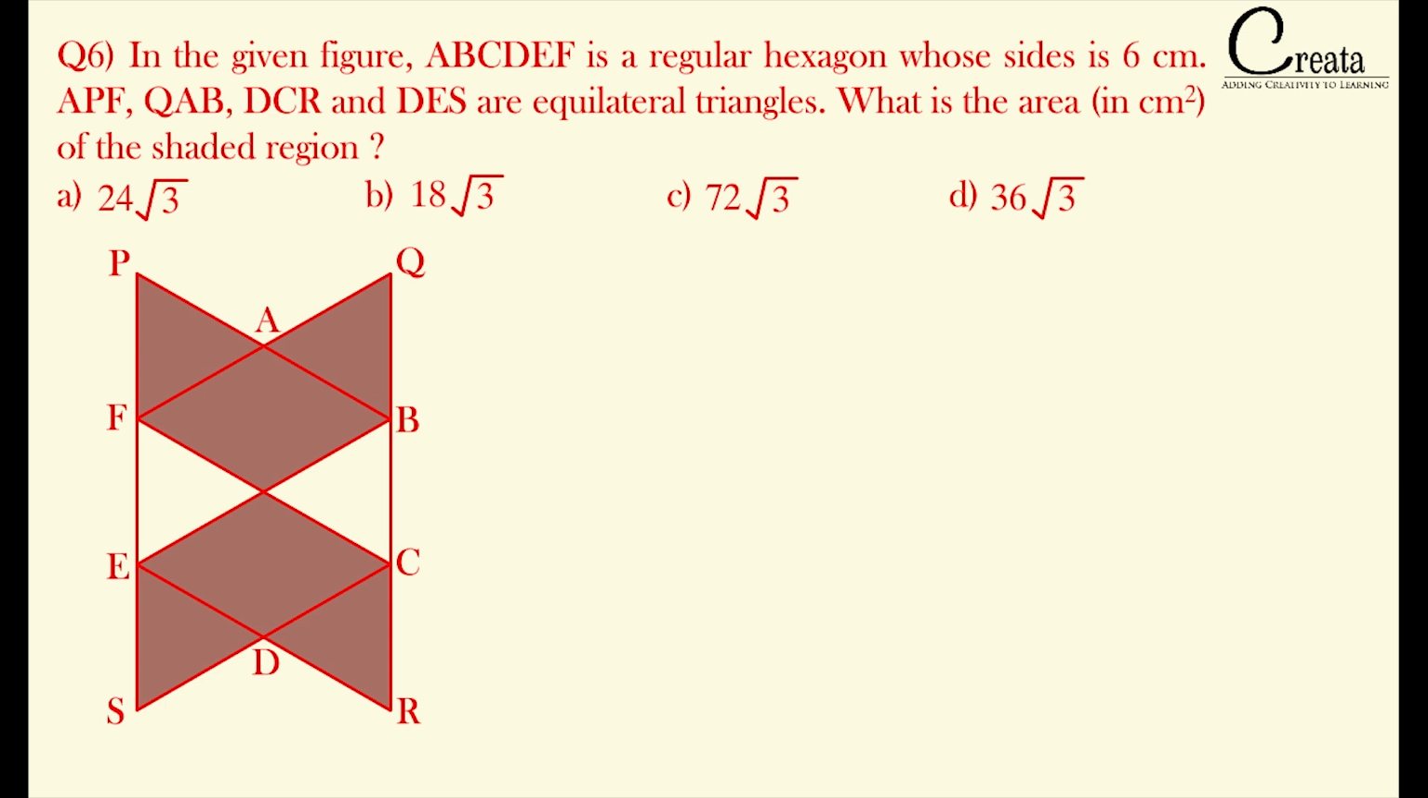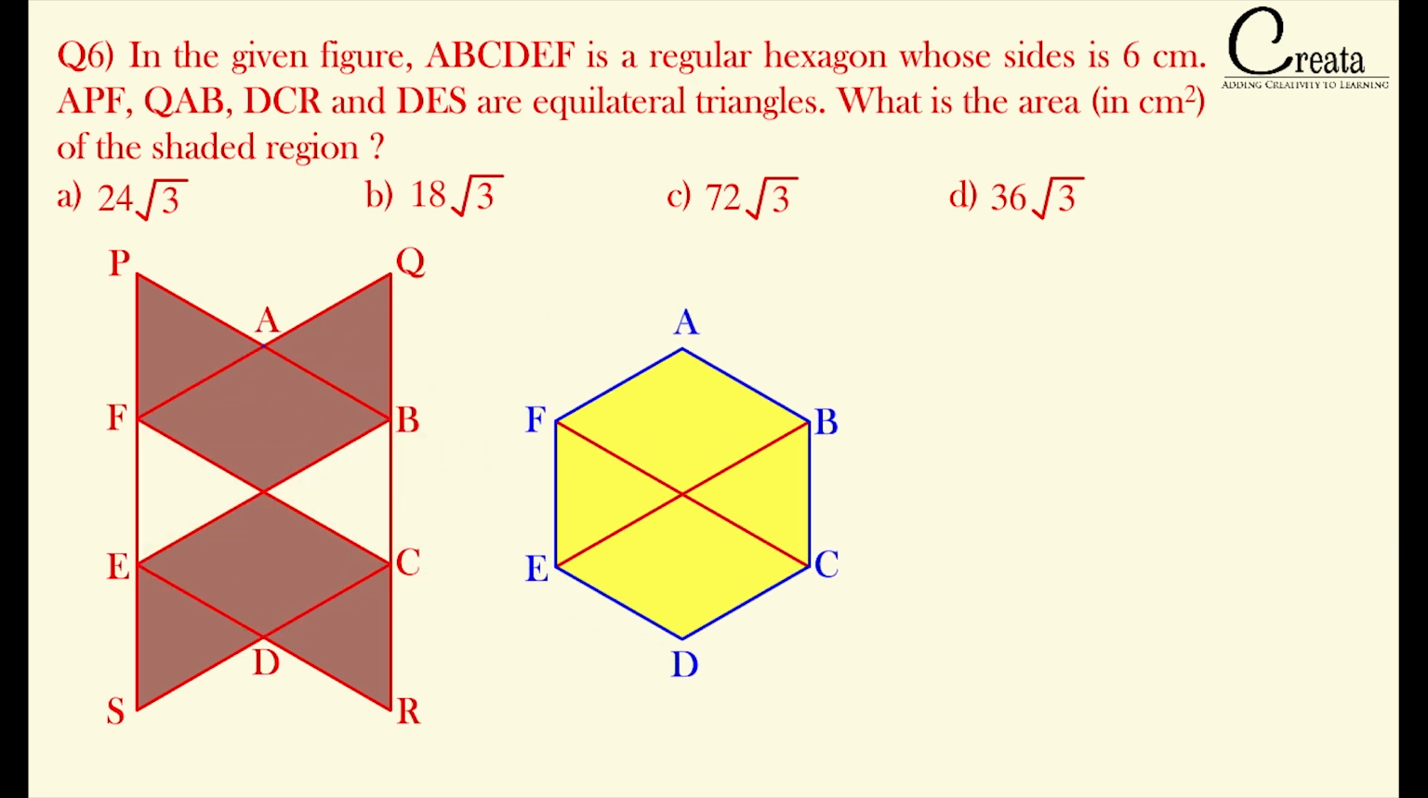So as our first step, we will observe and visualize this question. Let's refer to this figure. First of all, in this figure, ABCDEF is given as a regular hexagon. So firstly, let's segregate this regular hexagon out of the figure. This is a regular hexagon and we know all the 6 sides of a regular hexagon are equal to each other. It means all these 6 sides will be equal to 6 cm, that is given in this question.